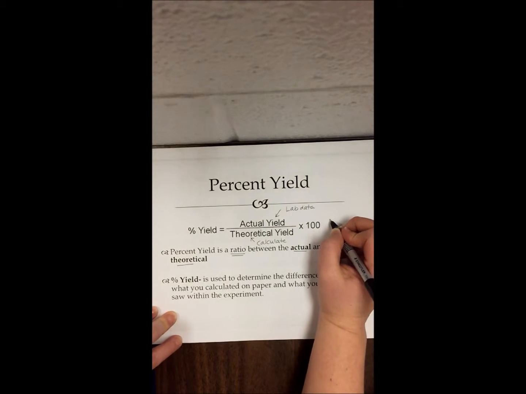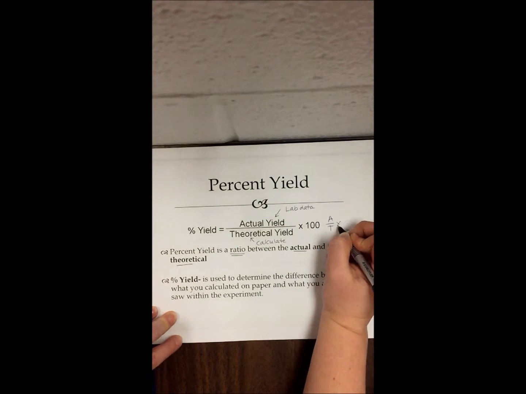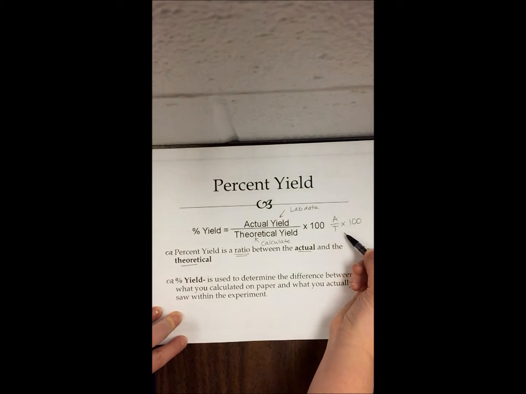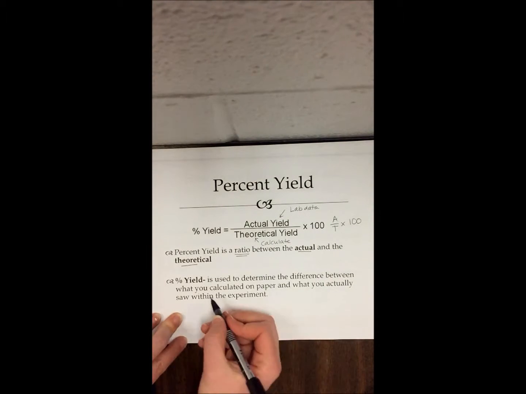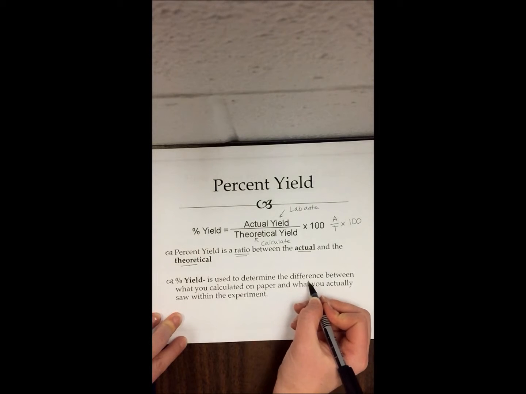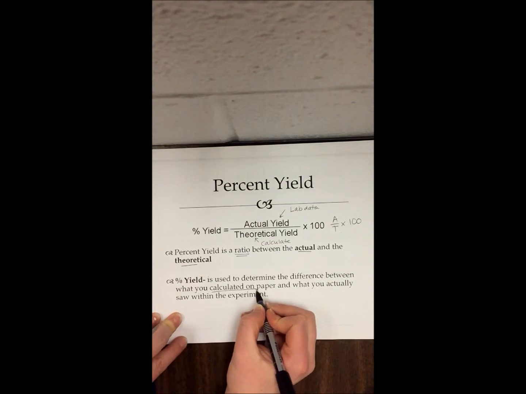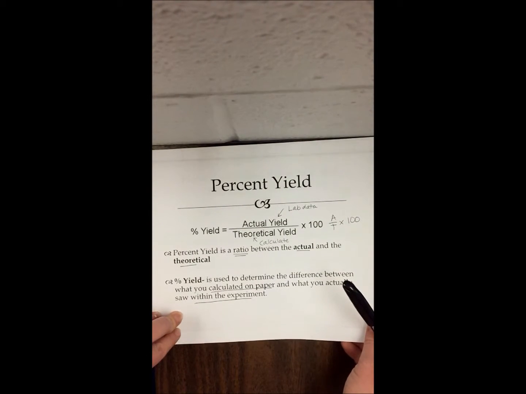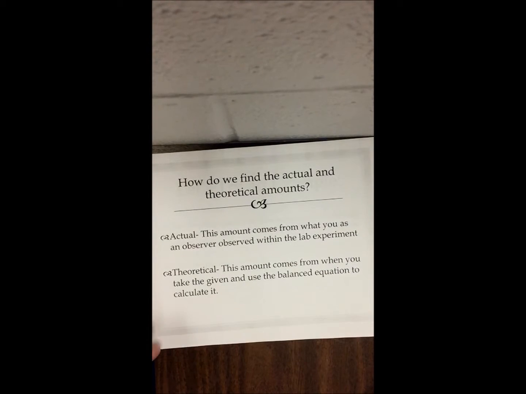A lot of times I'll write it as A over T times 100 as my percent yield, A representing the actual, T representing the theoretical. Percent yield is also used to determine the difference between what you calculate on paper and what you actually saw within an experiment. And that's why we did it with our silver lab. We wanted to see how much silver we produced compared to how much we used at the beginning.